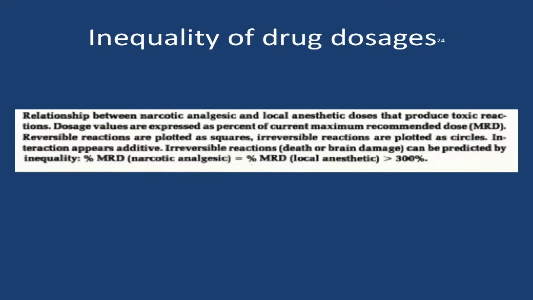This is the relationship between the narcotic, analgesic, and local anesthetic doses that produce toxicity. Dosage values are expressed as a percent of current maximum recommended dosages, and possible reactions are plotted as squares. Irreversible reactions are plotted as circles. The dosage appears additive. Irreversible reactions lead to death or brain damage and can be predictable when the maximum recommended dose of the local anesthetic and the narcotic have been exceeded by 300%.